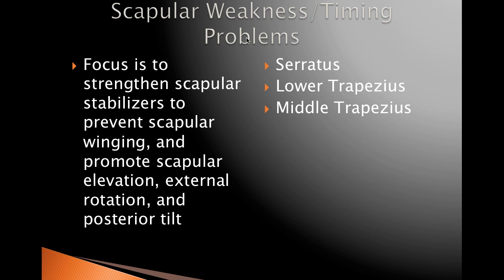Okay, so weakness and timing problems, we need to strengthen those scapular stabilizers to prevent winging, promote scapular elevation, external rotation, and posterior tilt. Again, we need to make sure that scapula is in the correct position, and these are the 3 muscles which we need to focus on.